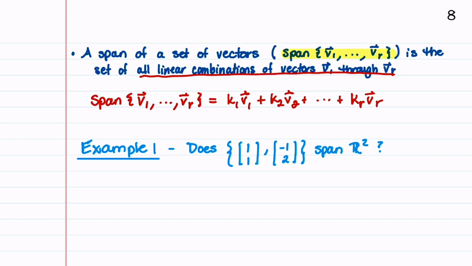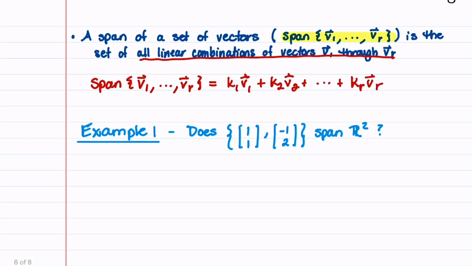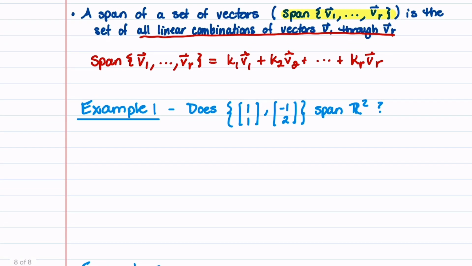Now let's look at two examples. Our first example says, does the set of vectors 1, 1 and minus 1, 2 span R2? So what is that really asking? I feel like in linear algebra, you spend half the time trying to figure out what they are actually asking. Once you figure that out, it's not hard to do the math.